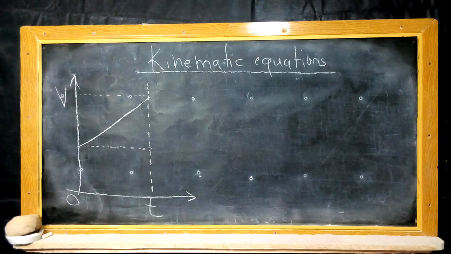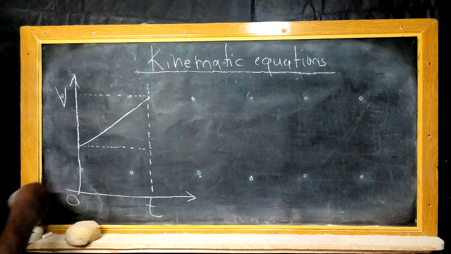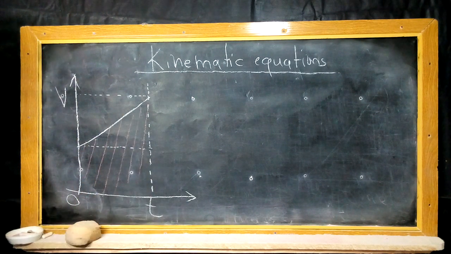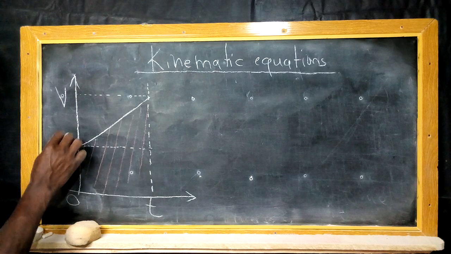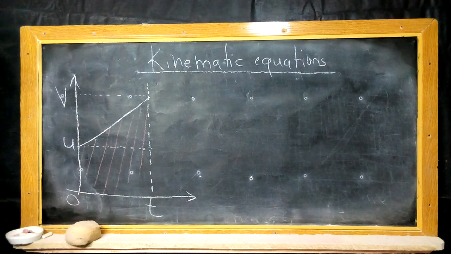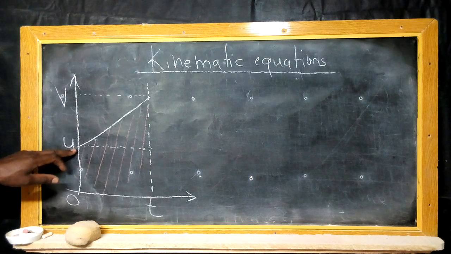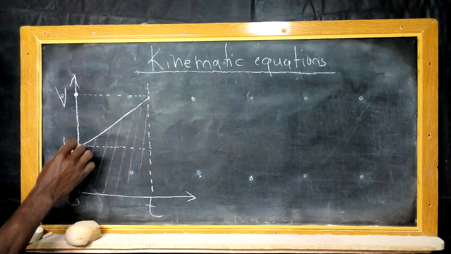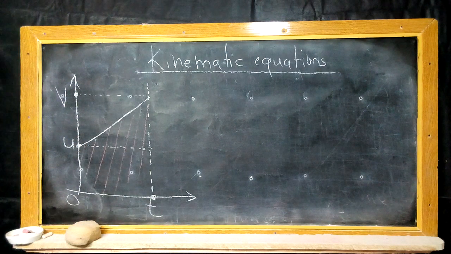In this case, I'm going to shade this area which is under the curve, and this I'm going to indicate U, implying that this is the initial velocity. Maybe the object started at this point, and this is the final velocity. So this is a velocity scale, and this is a time scale. So at this point, it will be from 0 to time t.